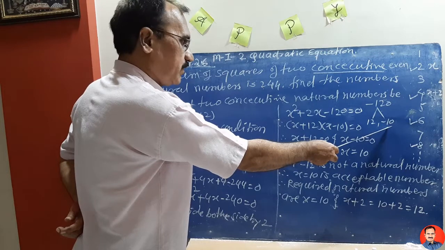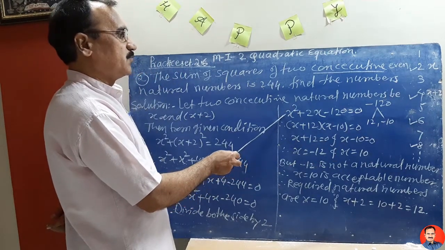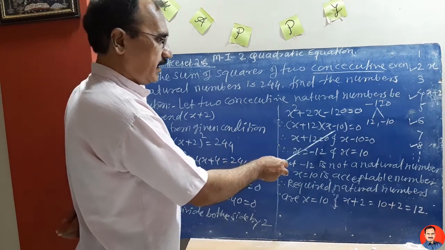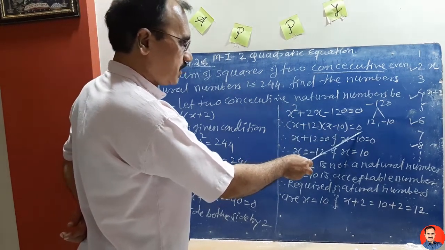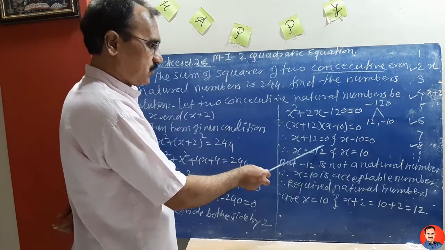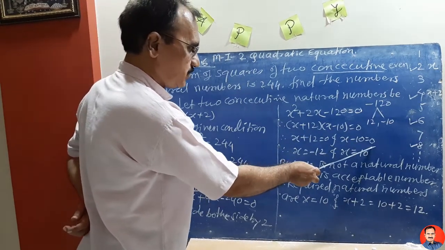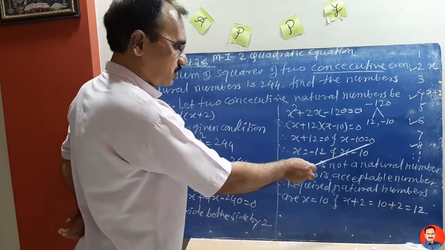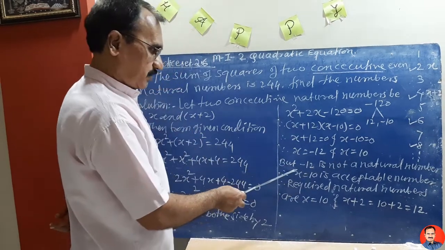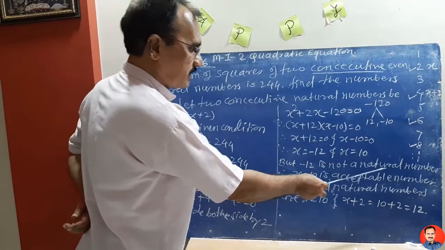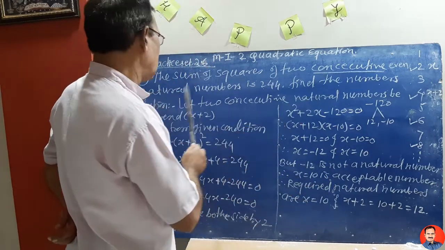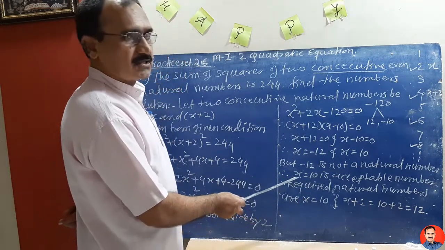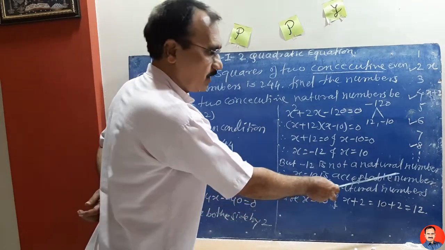Now we can write direct factors with the help of 12 and minus 10, when the coefficient of the first term is 1. So you can write (x + 12)(x - 10) = 0. Now x + 12 = 0 and x - 10 = 0. Plus 12 goes on that side, it becomes minus 12, and minus 10 goes on that side, it becomes plus 10. But minus 12 is not a natural number. We have here natural numbers, and minus 12 is not a natural number, and therefore x = 10 is our acceptable answer.